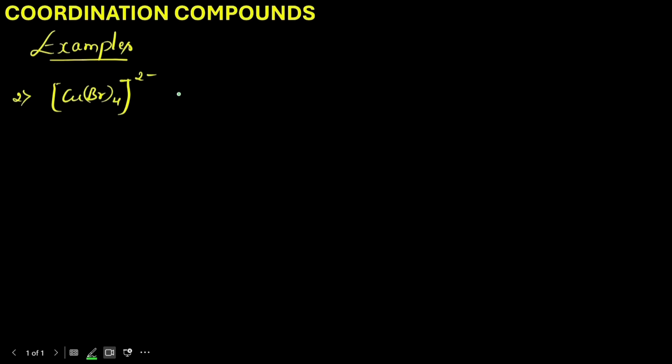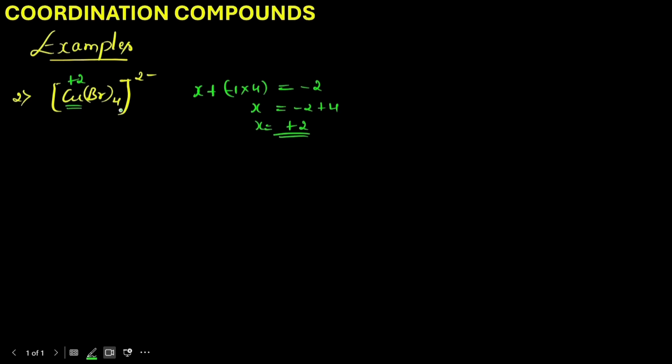Here first you have to calculate the oxidation number. What is the oxidation number of copper here? Let it be X, plus Br is an anionic ligand which is having charge minus 1. Minus 1 into 4. That should be equal to the charge on the coordination sphere. What is the charge on the coordination sphere? That is minus 2. Now X is equal to minus 2 plus 4. Therefore, X is equal to plus 2. What is the oxidation state of copper in this complex? That is plus 2.